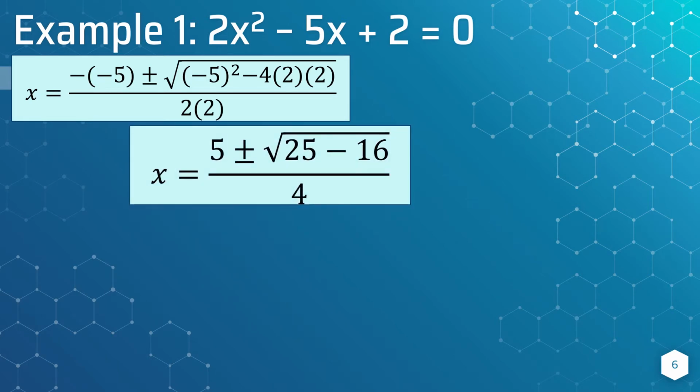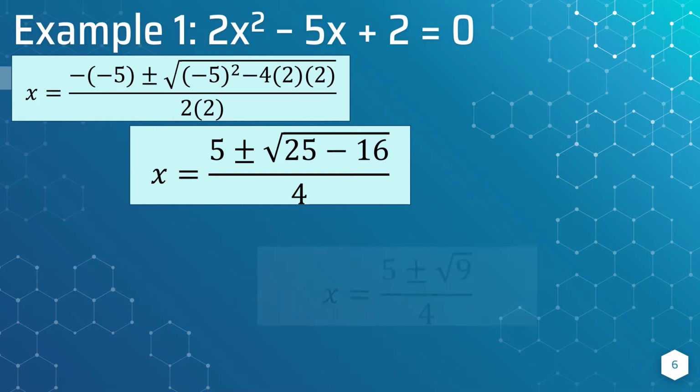Let's start with negative. Negative times negative 5 will be a positive 5. Plus minus square root of negative 5 squared. Negative 5 squared is 25. Minus 4 times 2 times 2. 4 times 2 is 8. Times 2, it will be 16. So we have here 5 plus minus square root of 25 minus 16 all over 2 times 2. 2 times 2 is 4.